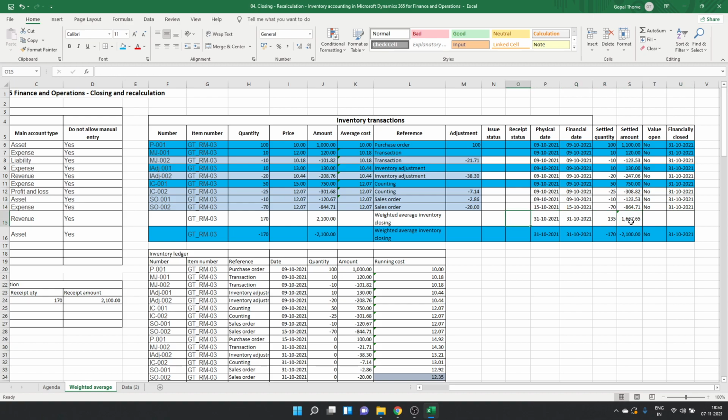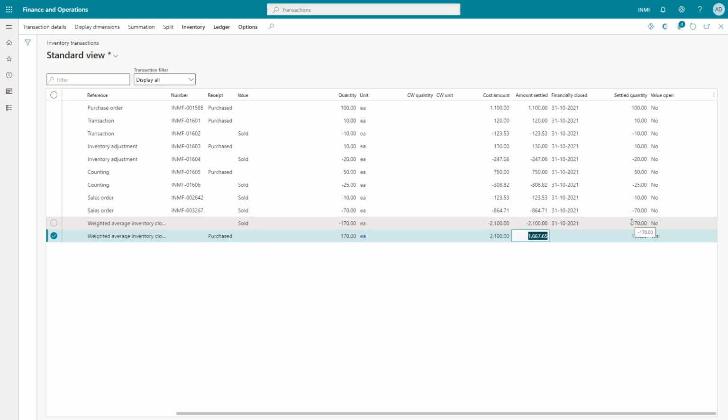But this receipt transaction is not fully settled. Out of 170 quantity, only 135 quantity is settled. So the remaining 35 is my opening balance, opening quantity for the next period. Hence this value open is yes. And again, this is not financially closed because the entire value is not settled right now. If you see, there is no date for financially closed. 1667.65 settled, 130.5 quantities settled.